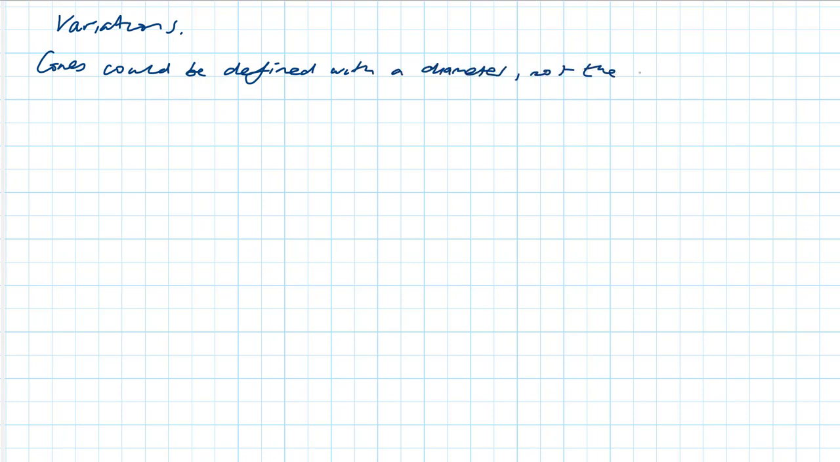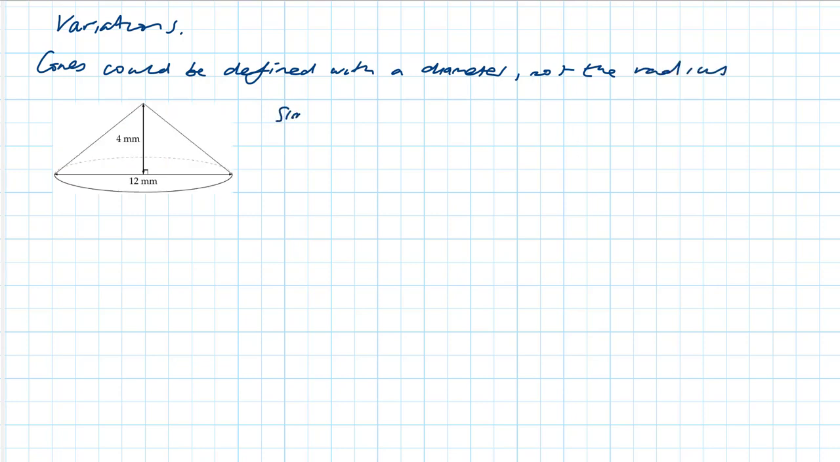We could also have some variations in how the cone has been defined. We could be given a diameter of the base, not the radius. If that's the case, very simply, all we do is divide the diameter by 2 to give the radius, and then we would proceed exactly the same way as we would have done in the previous examples.